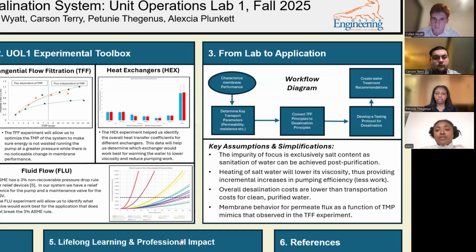And then step four, you'd want to develop a lab-based testing protocol for desalination. And so this step is where we're asking questions of if this was a desalination membrane, what measurements would matter most, or how we would evaluate performance as well as detect fouling. And then step five would generate water treatment recommendations. And so we'll be able to estimate how effective the membrane would be at removing contaminants, just how we track dyes during our TFF experiment.